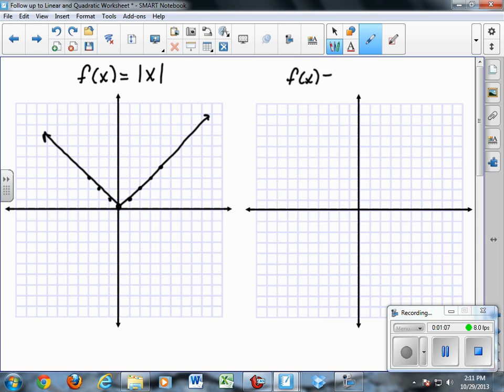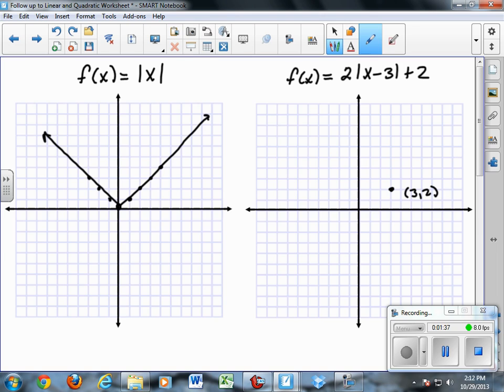We have f of x equals 2 times the absolute value of x minus 3, plus 2. We learned from the worksheet that you did that when we subtract a number inside the absolute value, it shifts the graph to the right, and when we add outside the function, it shifts the graph up. So we're going to start with the vertex. Instead of being at 0, 0, now the vertex is at the point 3, 2.